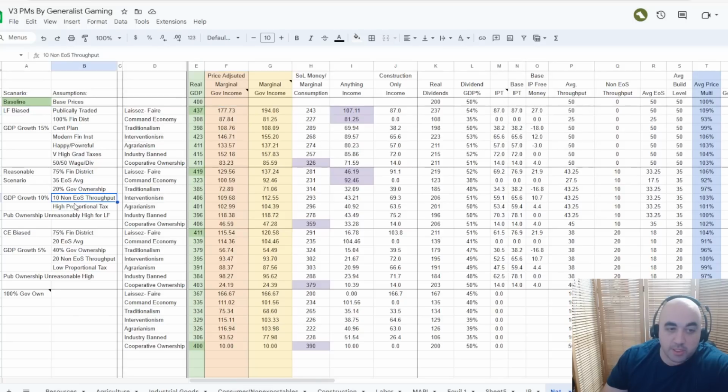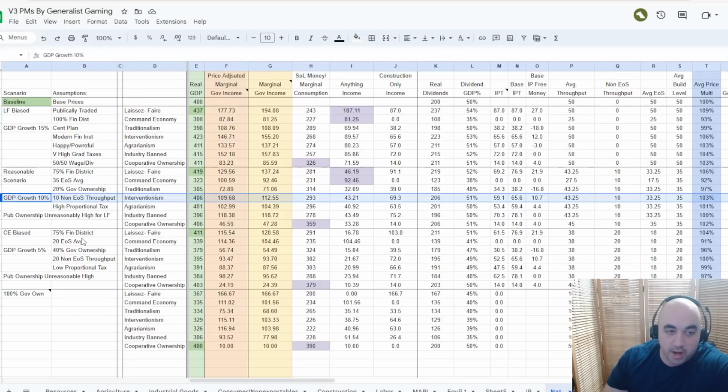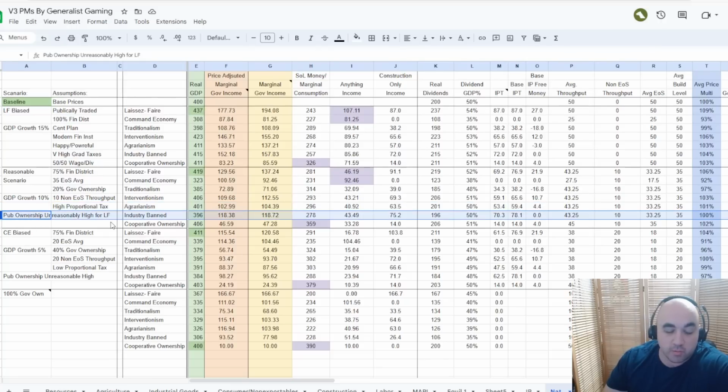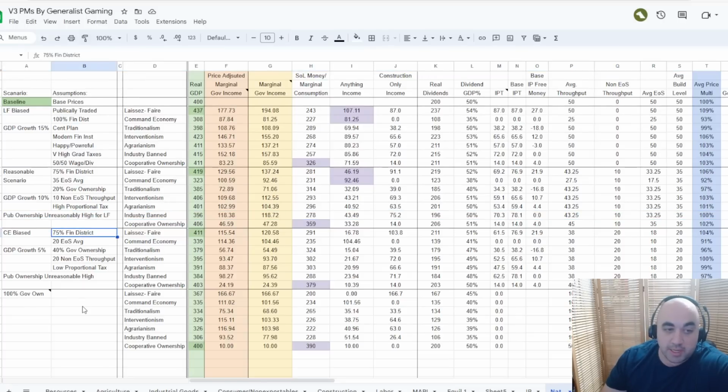We are assuming 10% non-economies of scale throughput on average, and we are assuming high proportional taxation. So not very high graduated taxation, high proportional taxation. Graduated taxation will look better, and we do have this note in here: the public ownership is unreasonably high for laissez-faire, but that's fine. For command economy, we are assuming 75% financial district again. I think you will have most of your contribution be financial district by this portion of the game. We are assuming a 20 economies of scale average.